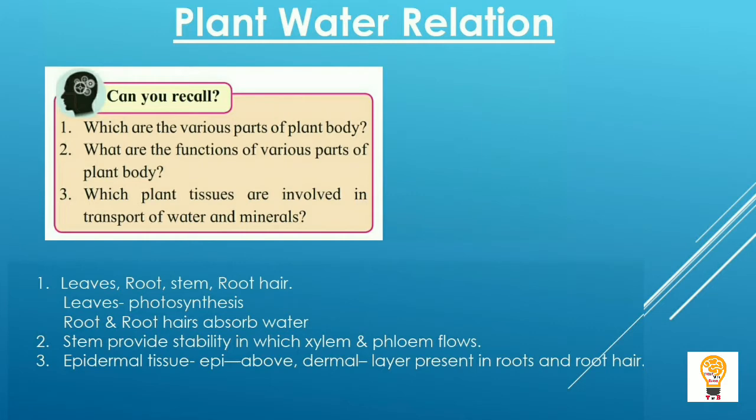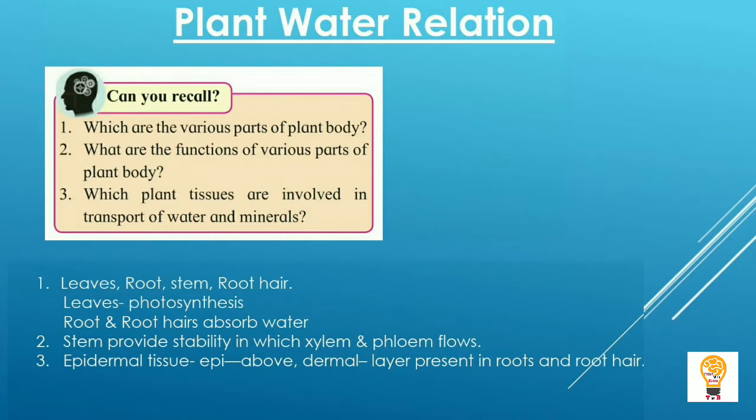The second question they have given is what are the functions of various parts of plant body? This is also a basic question we are studying since our school time. The function of leaf is photosynthesis, the function of root is absorption, whereas the function of stem is providing stability, in which xylem and phloem is there.